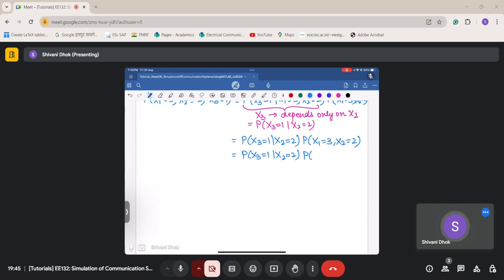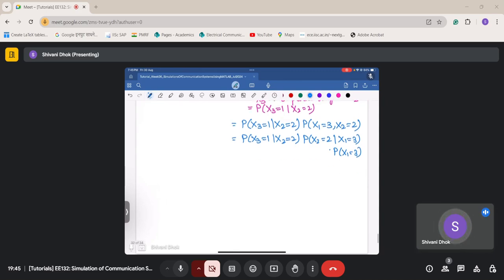And condition it with one state prior. So this is equal to the probability that x2 equal to 2 given x1 equal to 3, times the probability that x1 equal to 3. So these are immediate state transitions.